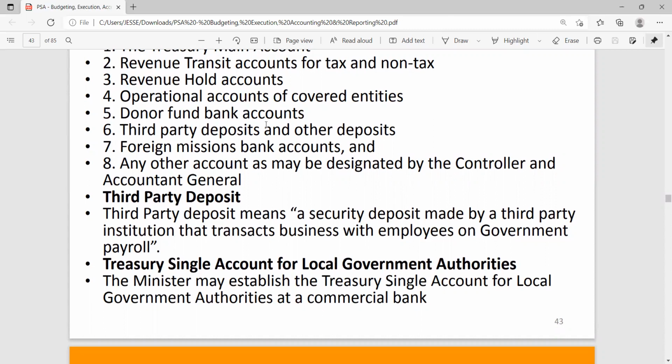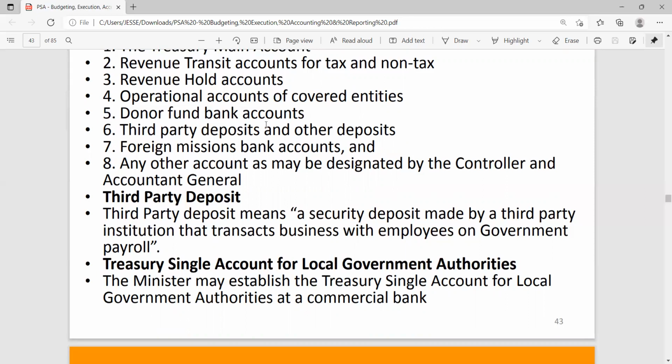Now, since we understand what a Treasury single account is, we know that it's a consolidated account and it gives a consolidated view of the government resources. We understand the components of this Treasury single account. Now, let's explain what a third-party deposit means. A third-party deposit means a security deposit made by a third-party institution that transacts business with employees on government payroll, right?